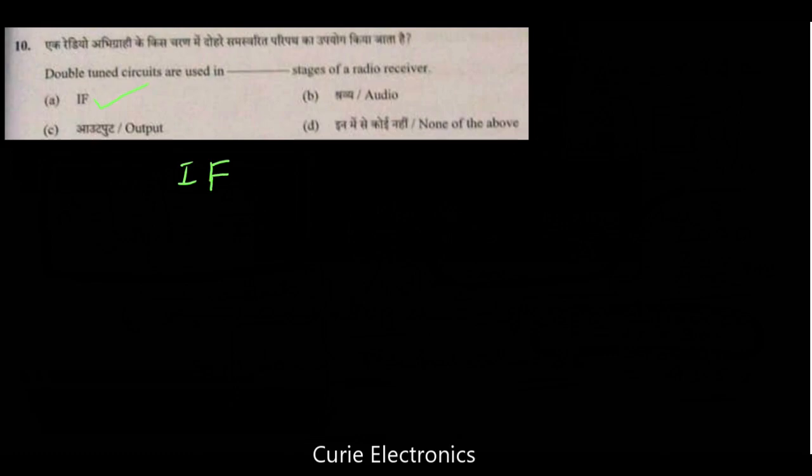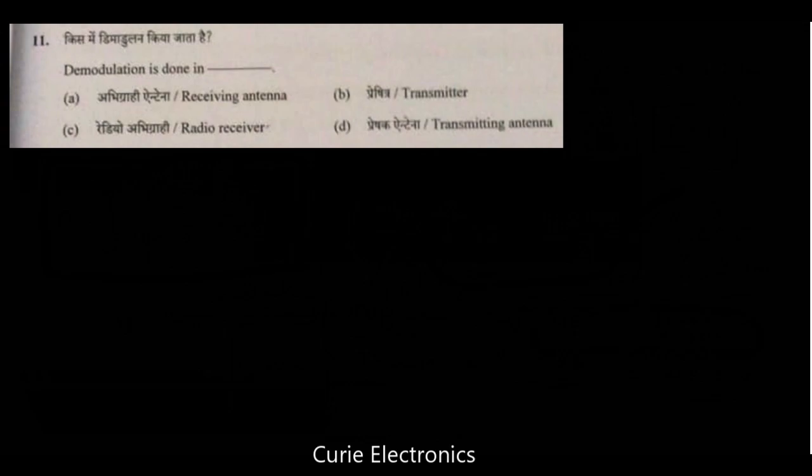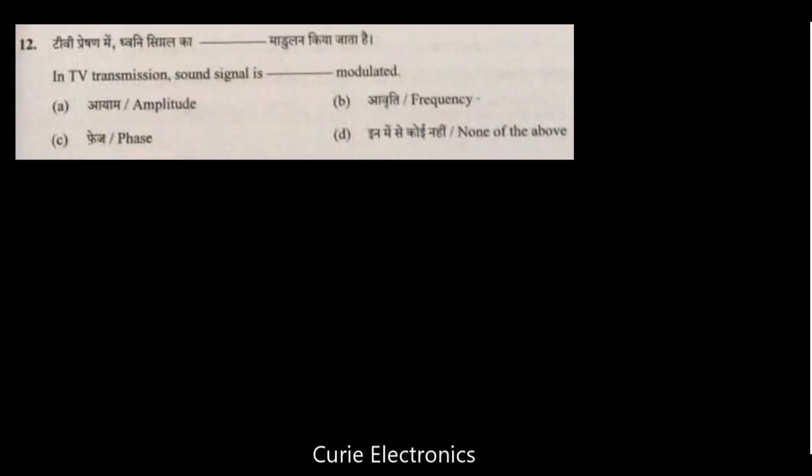Okay, we'll go to the next question. Demodulation is done in, where is the demodulation done? Demodulation is related to the reception of a signal. That is done in the radio receiver. Answer is radio receiver, not in transmitter, not in receiving antenna. After IF, this demodulation comes. So demodulation is done in radio receiver. In TV transmission, sound signal is dash modulator. It's a frequency modulator.